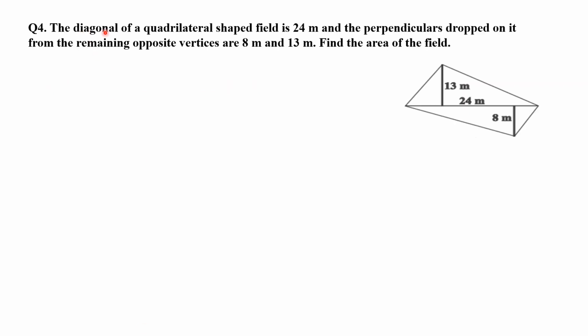Now question number 4. The diagonal of a quadrilateral shaped field is 24 meter and the perpendiculars dropped on it from the remaining opposite vertices are 8 meter and 13 meter. Find the area of the field.